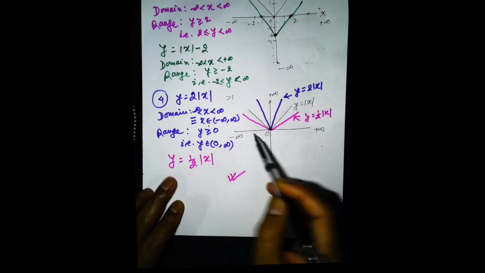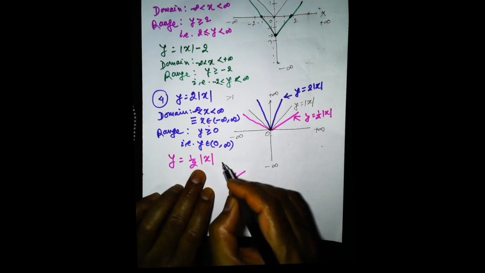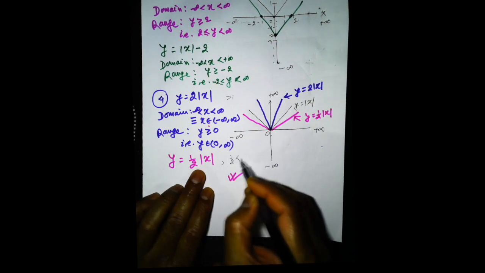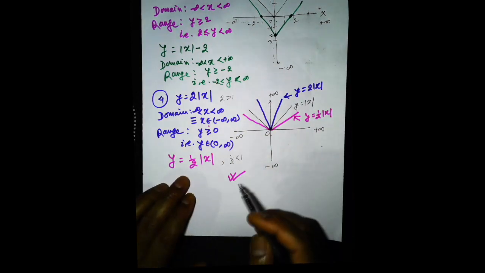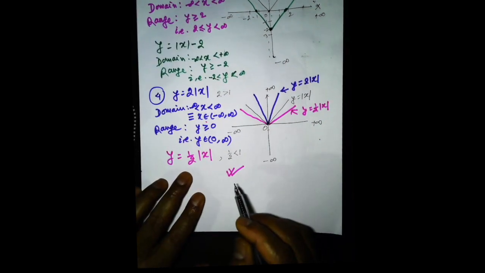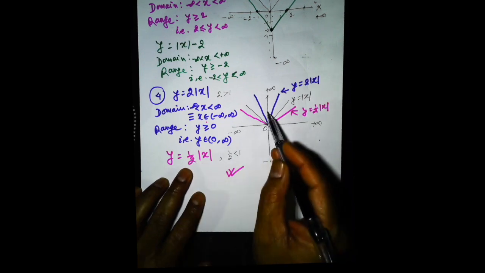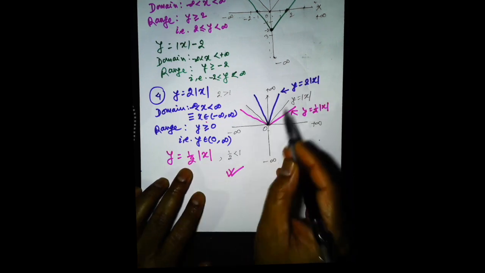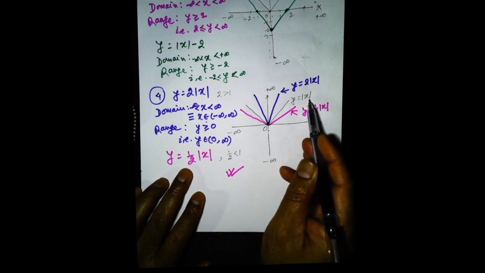Now in pink color, this is the graph of function y equal to half times absolute value of x. Here you can see the value half is less than 1. Here 2 is greater than 1. So in that case, as you have learned in transformation of the graph, when you multiply by a number which is less than 1, then it goes away from the y-axis compared to the original graph y equals to absolute value of x.